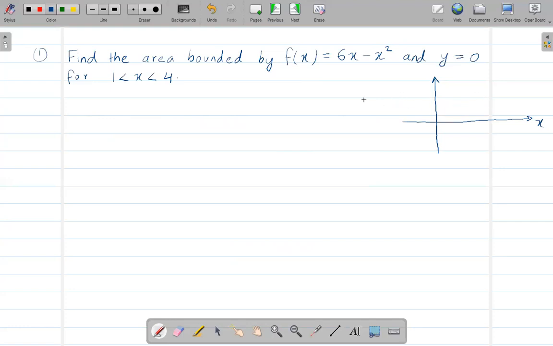Now I need to find the area bounded by this graph and the x-axis between the interval from 1 to 4. First, we just have to look at the shape of the graph, or at least we need to find where this graph is going to intersect the x-axis or maybe the y-axis.